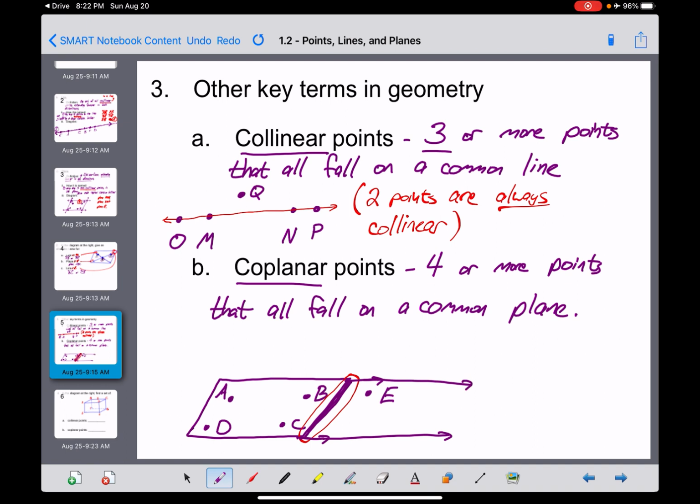So if I were to do that, does it contain point E? It looks like it does. So the way that this was drawn, you couldn't really say conclusively whether point E was or was not coplanar. We'd have to assume that it probably was. Now, how do I show you a point that's not coplanar? Well, that gets interesting, guys.